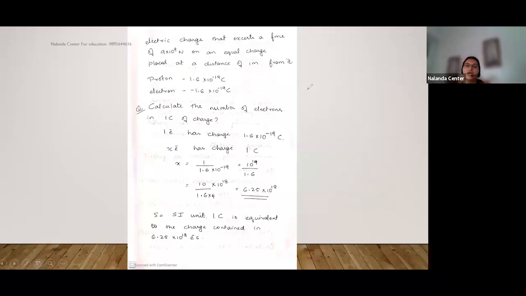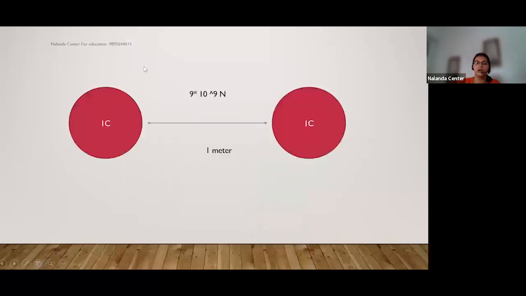So what did we learn over here? 1 electron has a charge of 1.6 into 10 raised to minus 19 coulomb. They have asked us the number of electrons in 1 coulomb. Coulomb has to be written below coulomb, and then you apply the crisscross method: 1 into 1 divided by 1.6 into 10 raised to minus 19. You will get an answer of 6.25 into 10 raised to 18. You have to do multiplication and know powers to do that. We don't have time to elaborate on how to do the calculation.